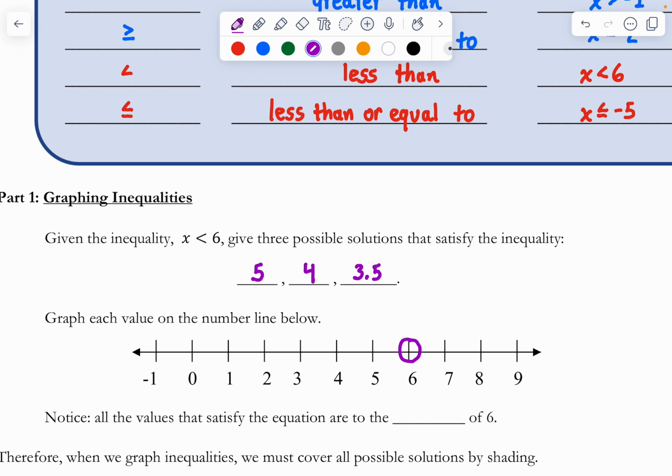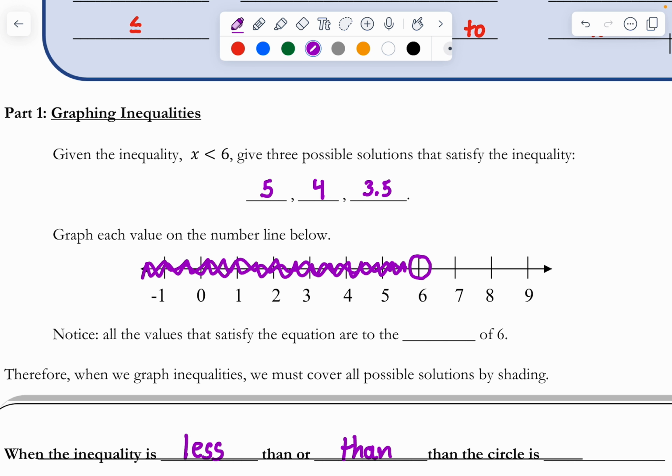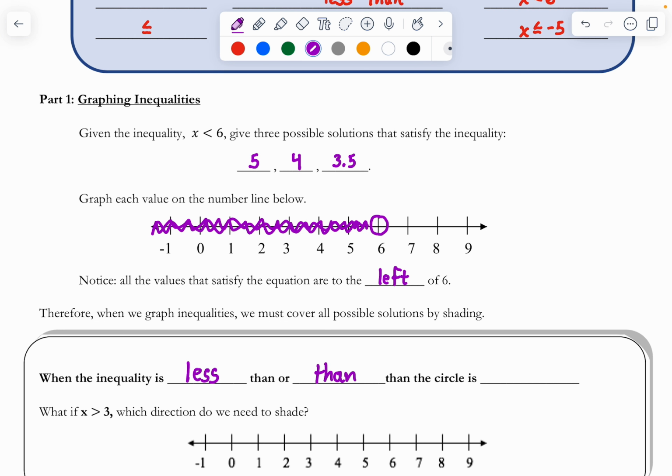Now, if I want to show that on a number line, I would have a little interval starting at 6, right? And that would be all of these numbers over here. So I'm just going to scribble or shade this line all the way through. So all those numbers all the way toward negative infinity. So all of these numbers are to the left of 6. That's where those numbers are less. To the right would be the numbers that are greater.